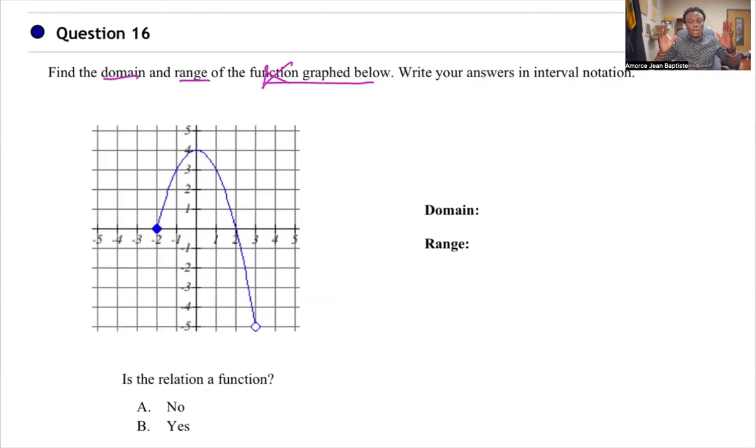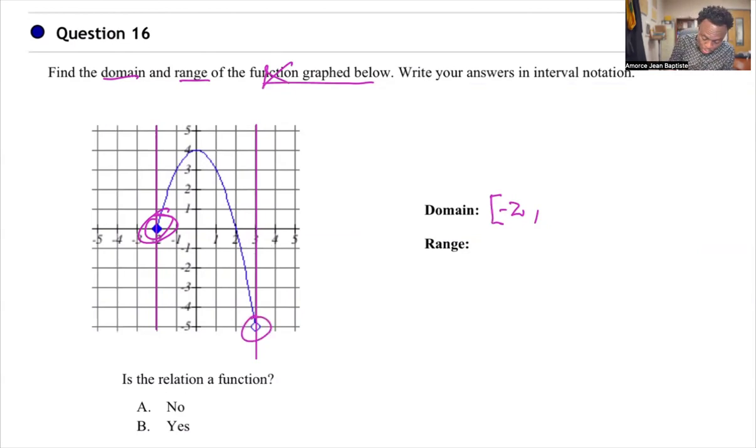Domain is the extent of the graph from left to right. So left, it doesn't go farther from x equals -2. It did not go farther on the right from x equals +3. But because we see there's a closed circle at -2, then we start the domain from left at -2 with a bracket because we have a closed circle. And then we go all the way no farther than 3 because that's where it stops. And at 3, there is an open circle. That means 3 is not included.